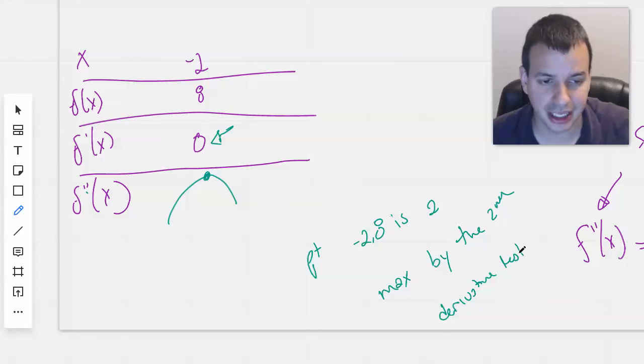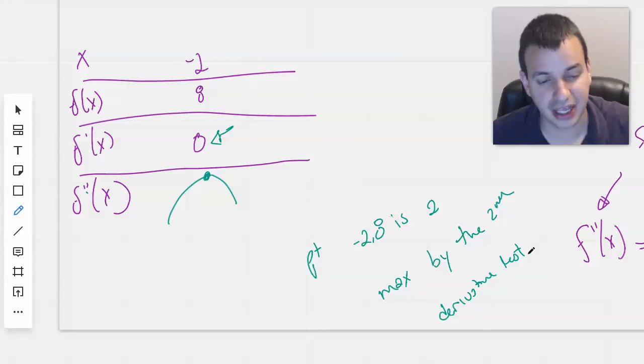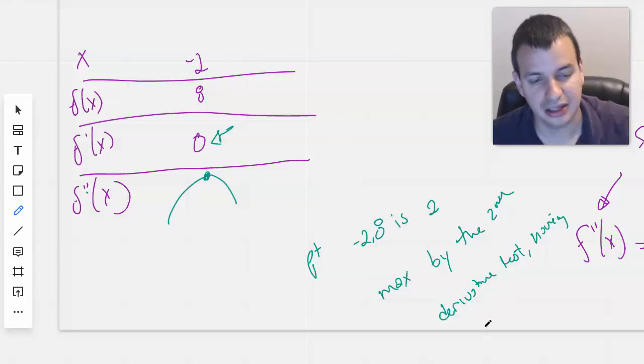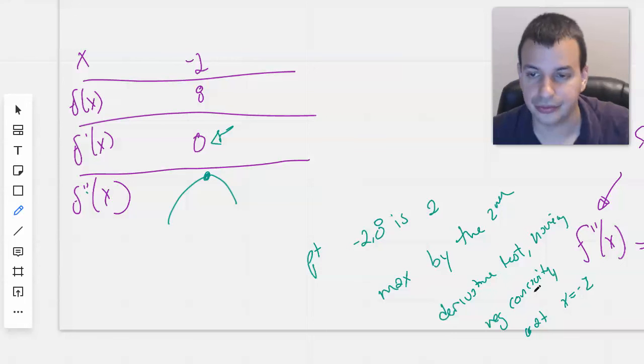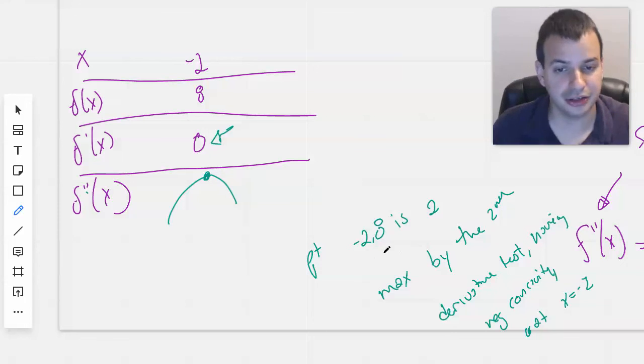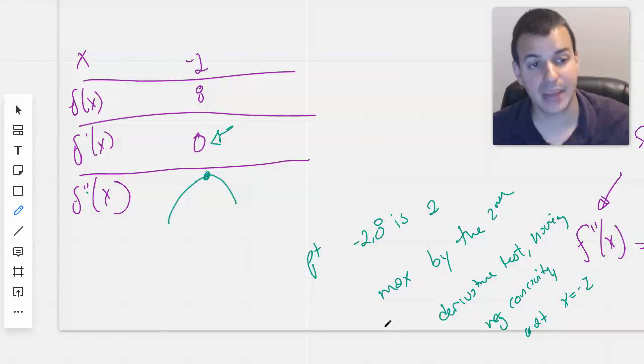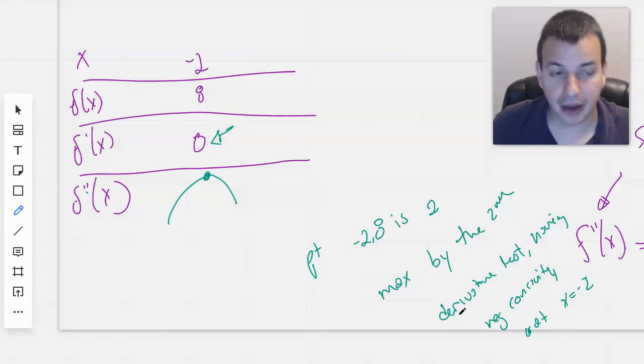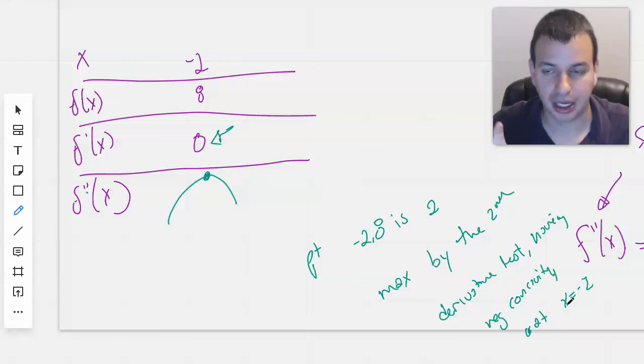And if you have time, I'd say, by the second derivative test, having a negative concavity at x equals -2 tells us that we have a maximum. And that's how we would address this problem. And that's kind of how we'd use a sign table with this.